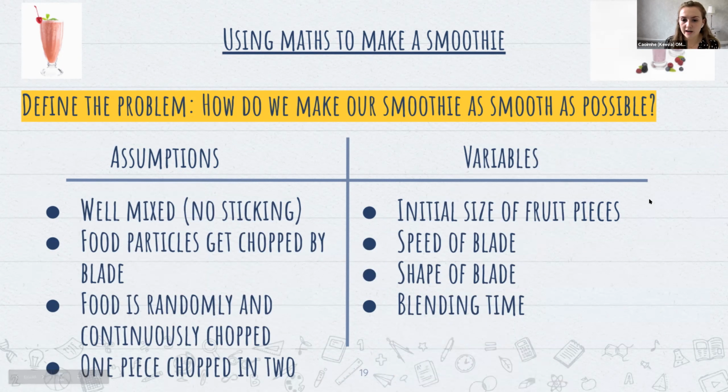And then quickly running through these variables, the initial size of fruit pieces is important because we have to have a sort of initial distribution that we then blend and we see how it evolves. Speed of the blade, I think that was said.